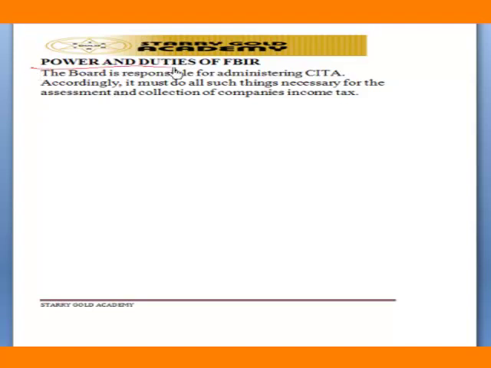Powers and duties. What are the powers and duties of the Federal Board of Inland Revenue according to the Company Income Tax Act? The board is responsible for administering the Company Income Tax Act. So it is the board that administers the Company Income Tax Act. Accordingly, it must do all such things necessary for the assessment and collection of company income tax.